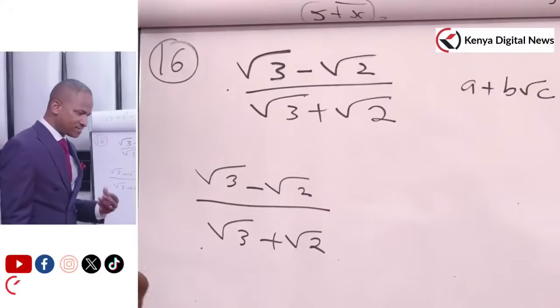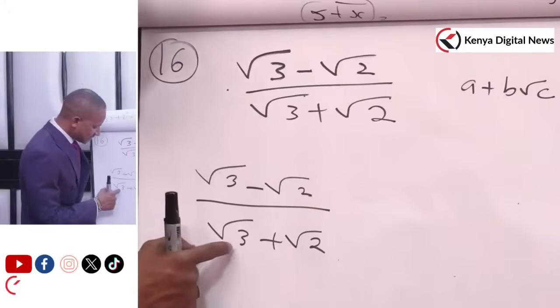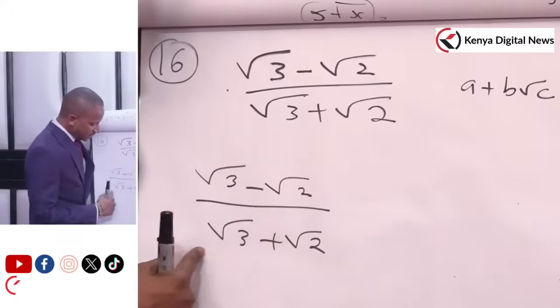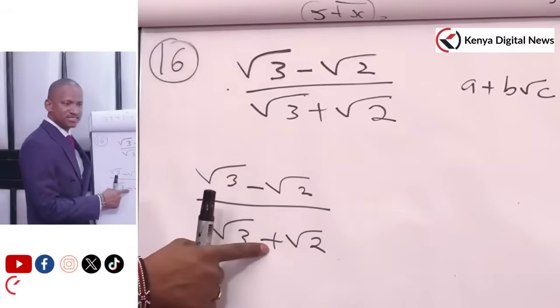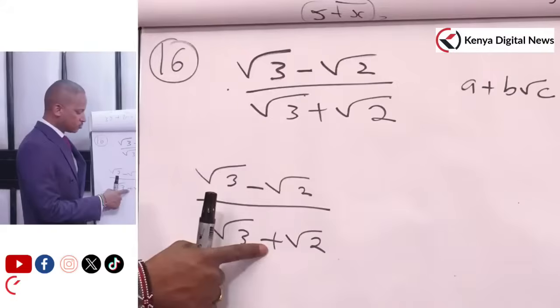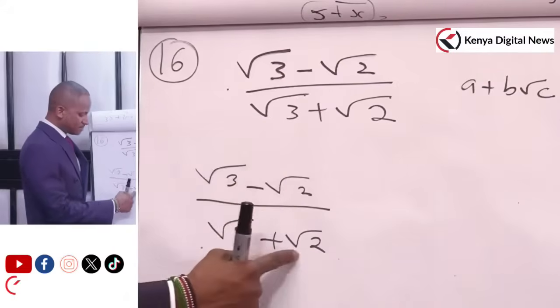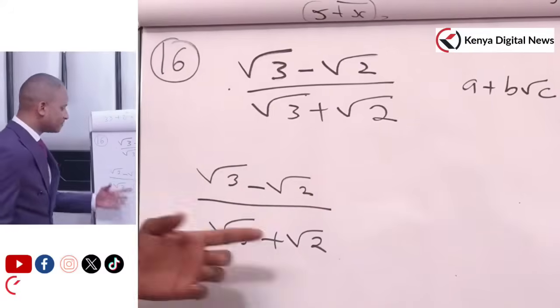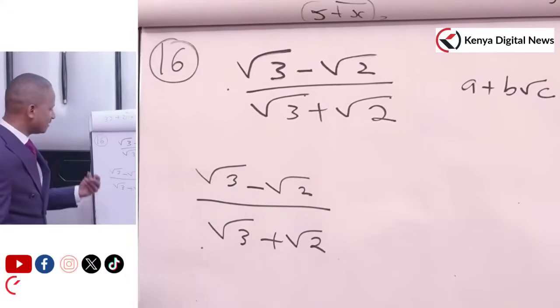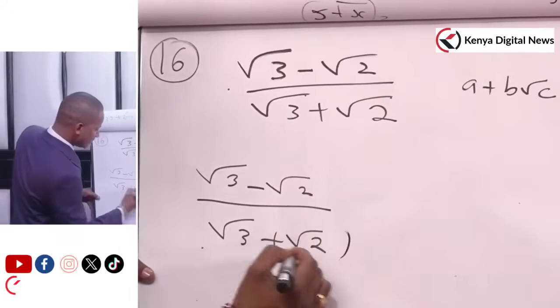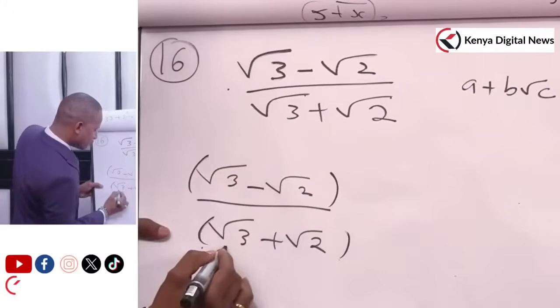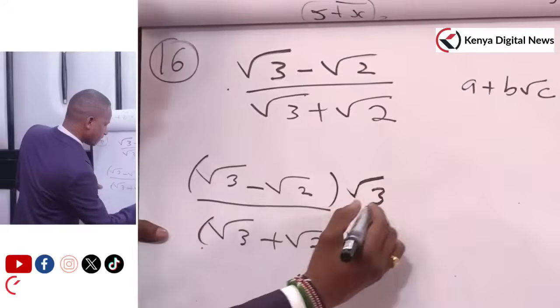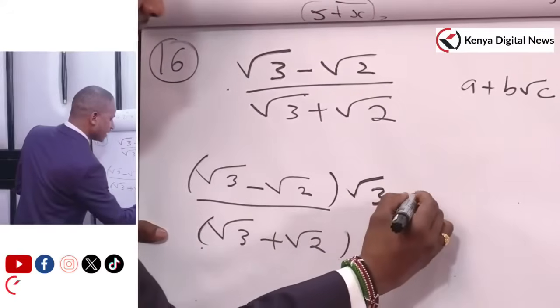What does a conjugate surd mean? It means that the surd of the denominator remains the same, you only change the sign. So you multiply the numerator by the same denominator with the sign changed, and the denominator also by the same surd with only the sign changed. So you multiply this by root 3, but instead of plus you write minus root 2.